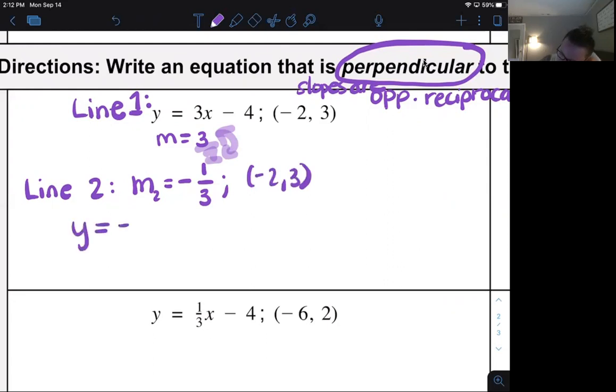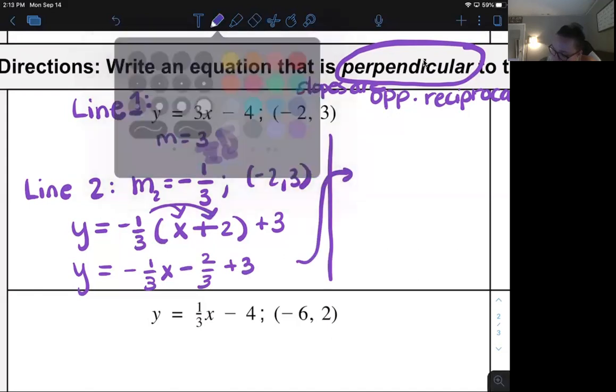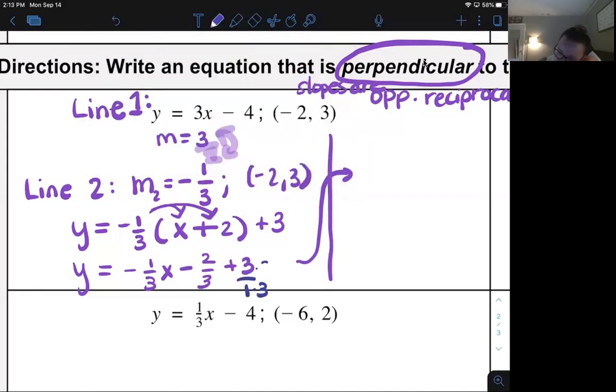Y is equal to negative 1/3 times x minus negative 2 plus 3. So y is equal to negative 1/3 x, and then this would become a positive 2. So a negative 1/3 times 2 would be negative 2/3, and then plus 3. And now we need to add negative 2/3 and 3. To do that, we're going to put 3 over 1, and then multiply that denominator and numerator by 3, so we have the same denominators.